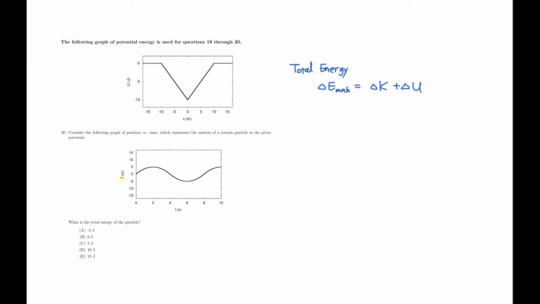And as you see in this graph, position versus time, you will notice that our position is not moving at a certain time, that is at 2 seconds, 6 seconds, and 10 seconds. What that means is that we have kinetic energy equals 0. So we can plug it in: K equals 0 at t equals 2, 6, and 10 seconds.